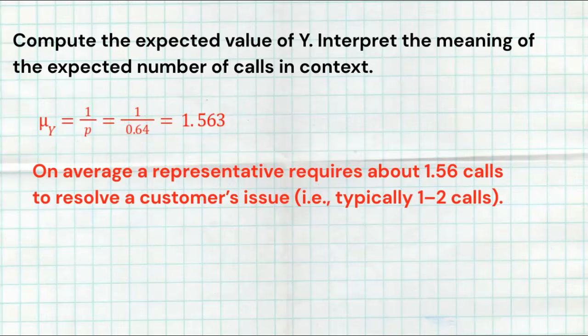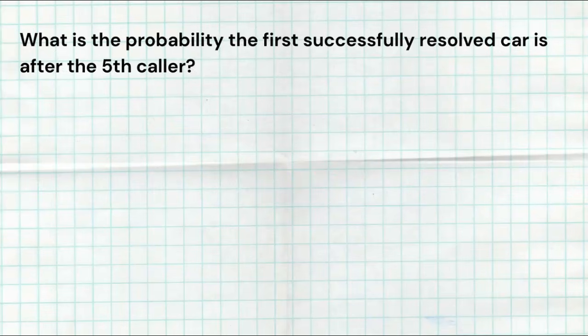I mean, a 64% chance of resolving a call is pretty high. It should happen on the first or second trial. Now, it could take longer, but the average in the long run is going to be 1.563. All right, what is the probability that the first successfully resolved call is after the fifth caller? Sorry for that typo there.